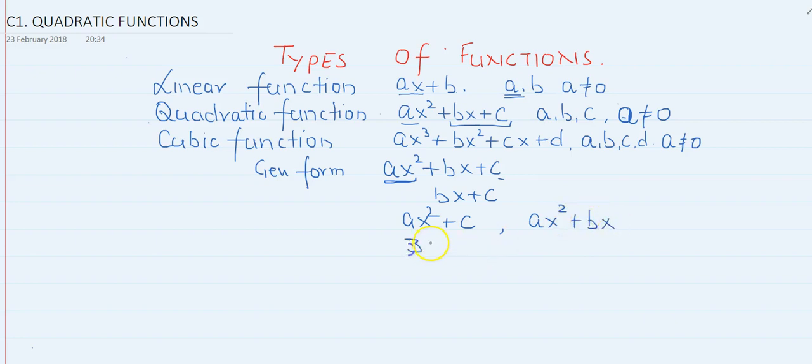For example, 3x square plus 2, 4x square minus 3x, 2x square plus 3x minus 4, they are all the examples of quadratic functions.